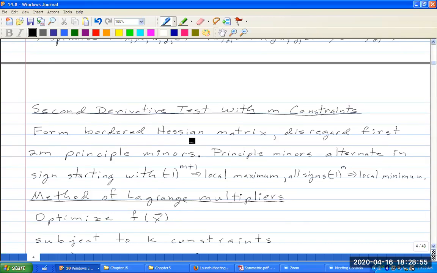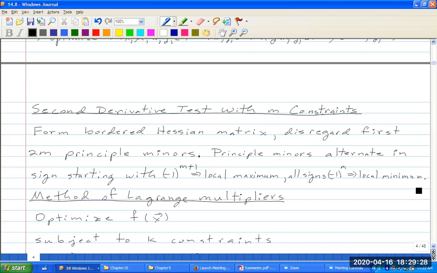We will then look at the other principal minors after I've disregarded the first 2m of them. So if the principal minors alternate in sign, starting with (-1)^(m+1), we're at a local maximum. If all the signs are (-1)^m, then we're at a local minimum.